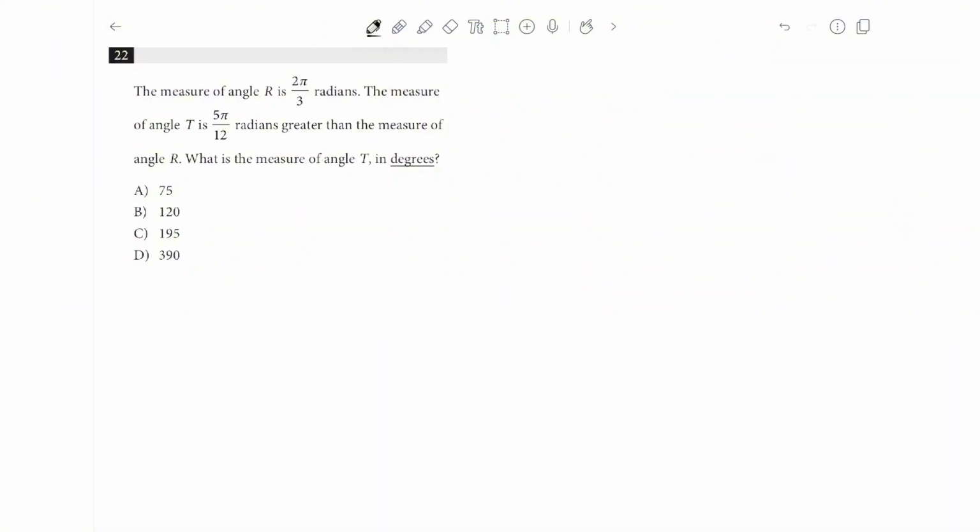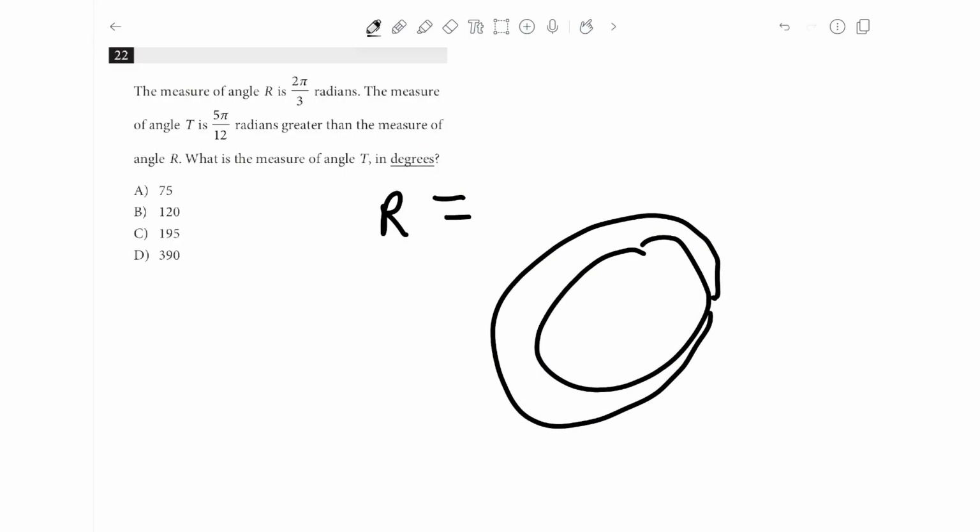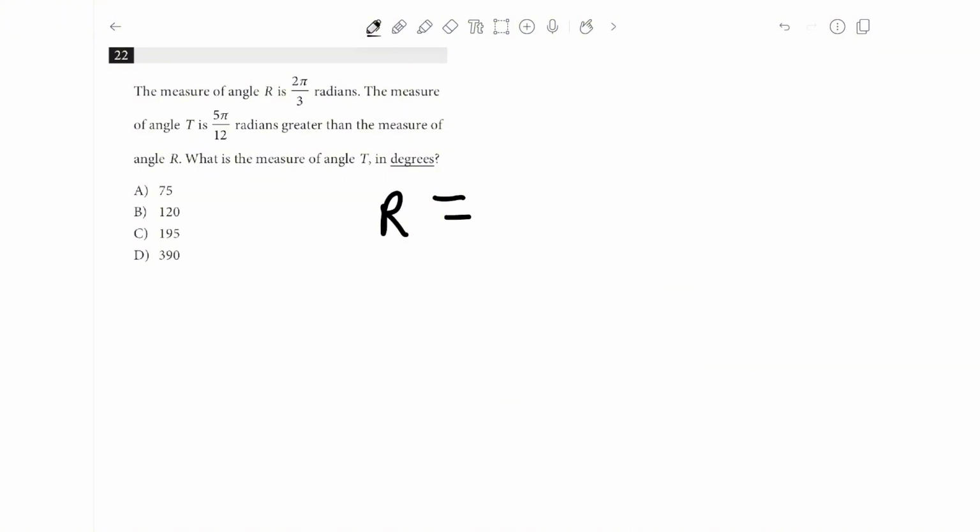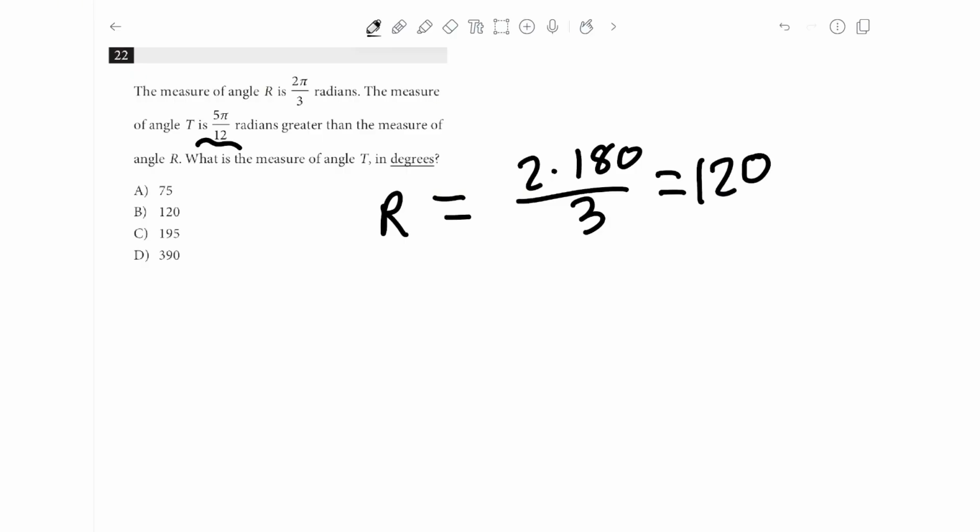So first let's convert this into degrees real quick. In order to do that, all we need to do is replace pi with 180, because in radians, pi is 180 degrees. An easy way to remember that is a circle is 2 pi all the way around. And if a circle is 360 degrees, pi must be 180 degrees. So to plug that into the calculator, we'll just do 2 times 180 and divide it by 3. Okay, so let's plug that into the calculator. So this is going to be 120 degrees.